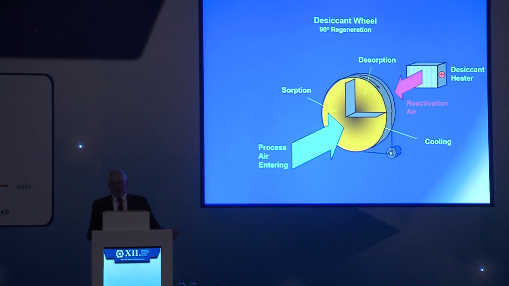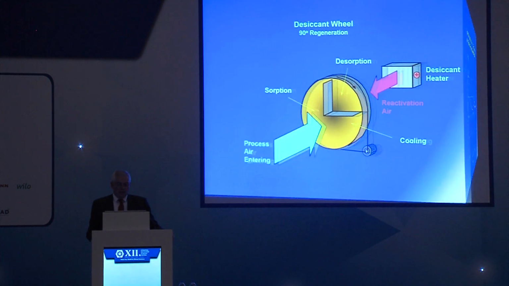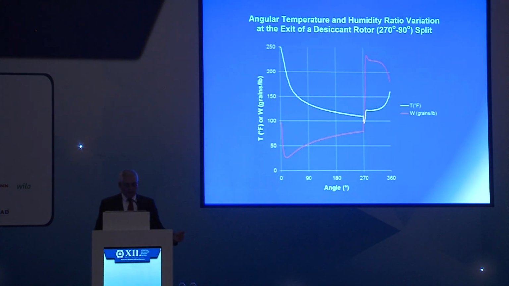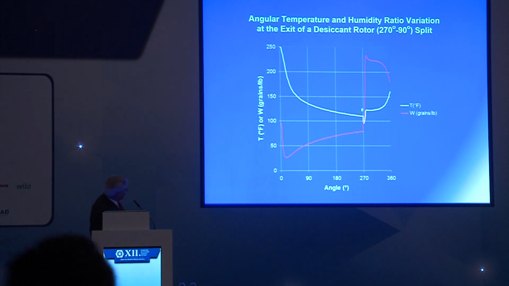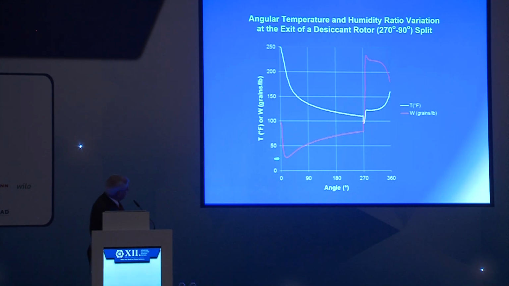This is like 250 degrees Fahrenheit. So if we look at that, we can see the prediction. The yellow line is the temperature. Look at the purple line, that's the humidity ratio. So you can see the wheel has to cool down first.